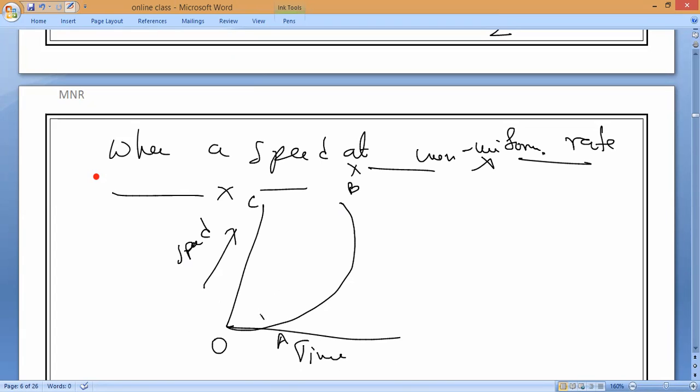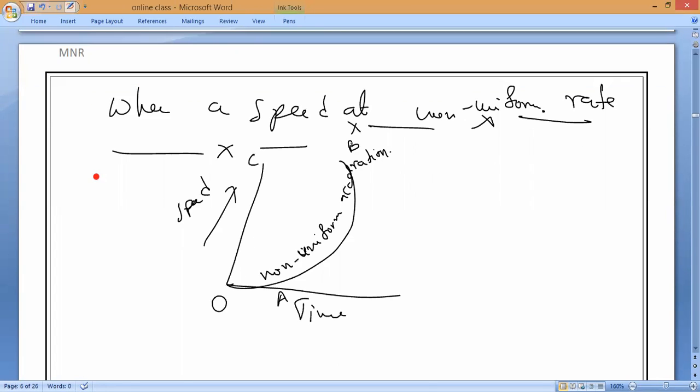Non-uniform acceleration, when the speed changes at a non-uniform rate. Any doubt? Anybody can ask. Till here, any doubt, guys? No, sir. This is all about the graphs of our motion chapter.